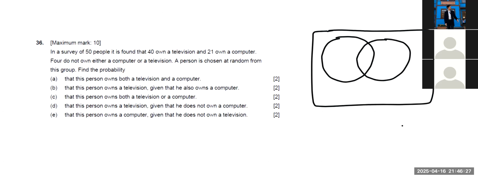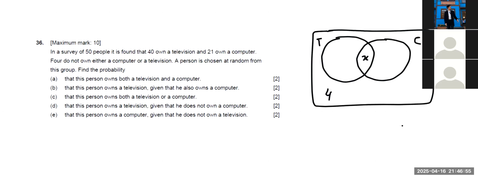That's one. Now, you notice that they never told you how many people own both of those things, right? They only told you 40 own televisions, 21 own computers, but not how many own both. So I can't just put a 40 here and 21 here because some of these 40 own a computer also, and some of these 21 own a television also. You see what I mean? So I can't just put 40 and 21 here. However, I can do some quick maths.